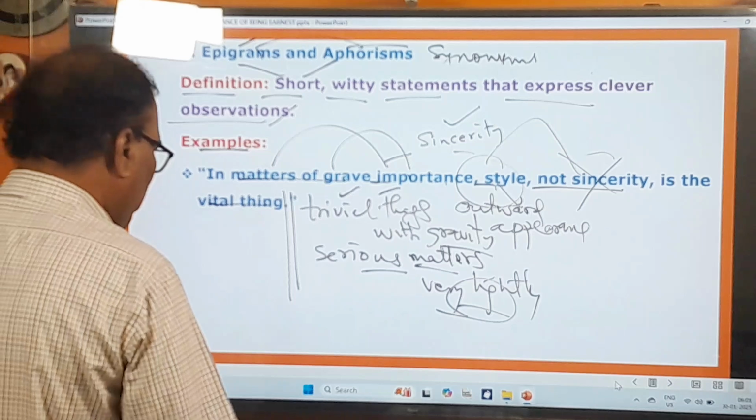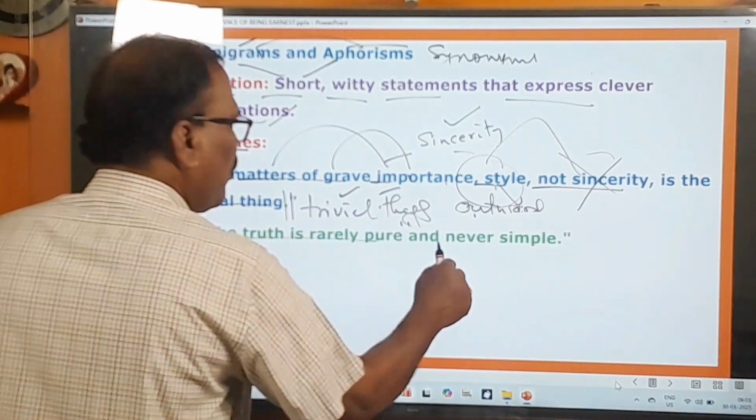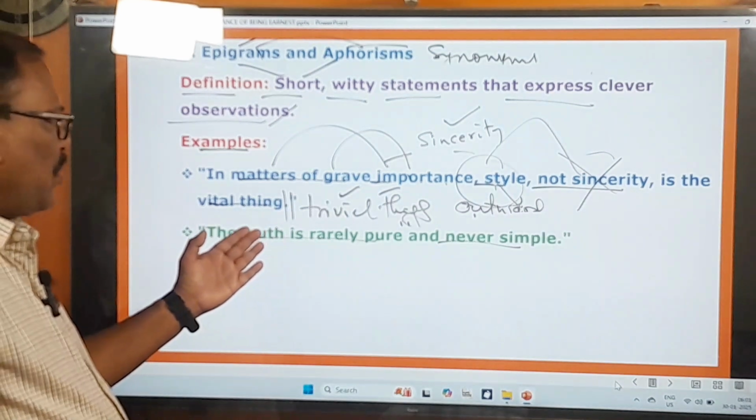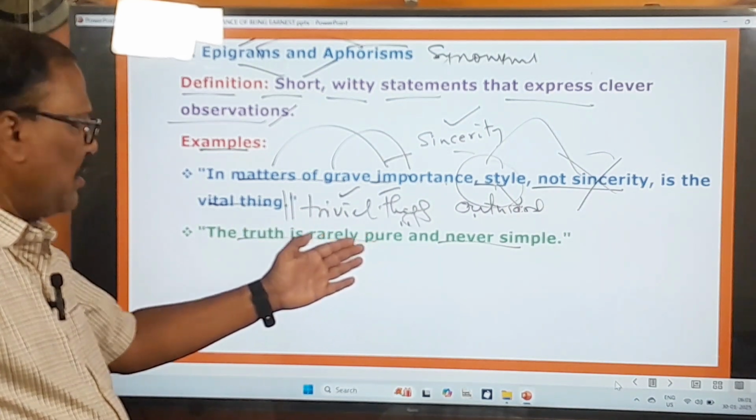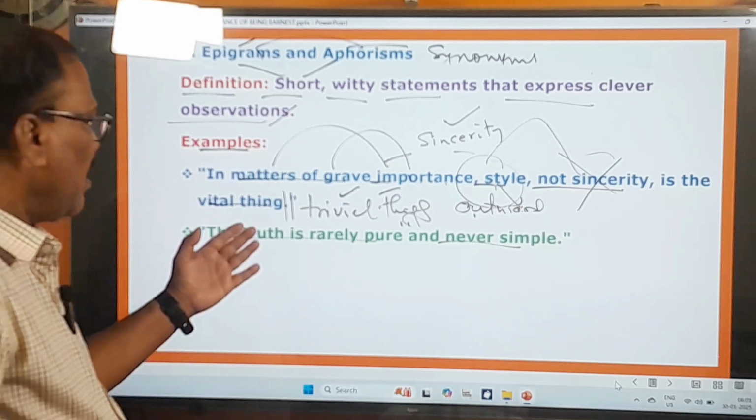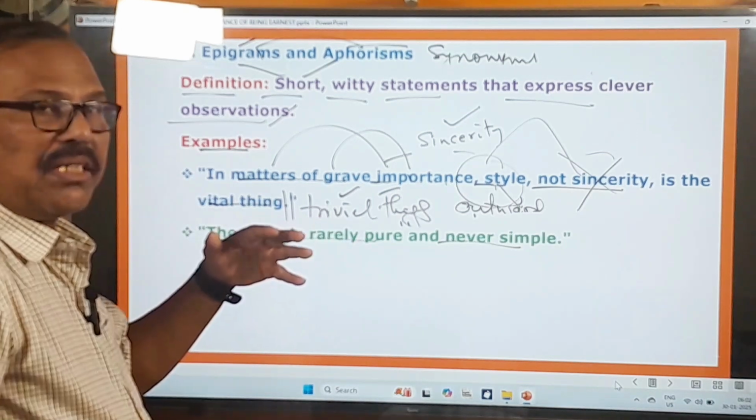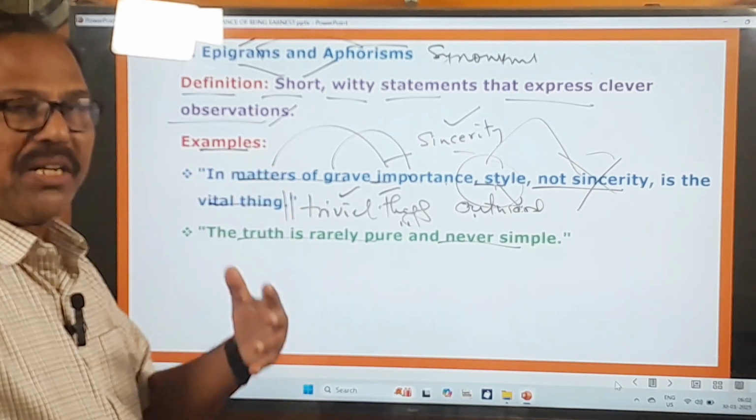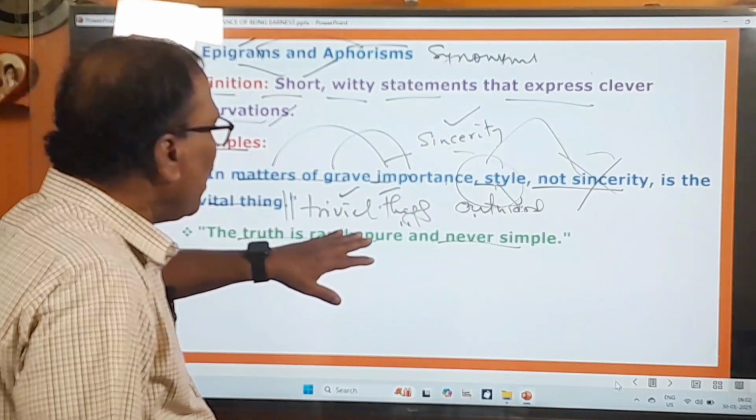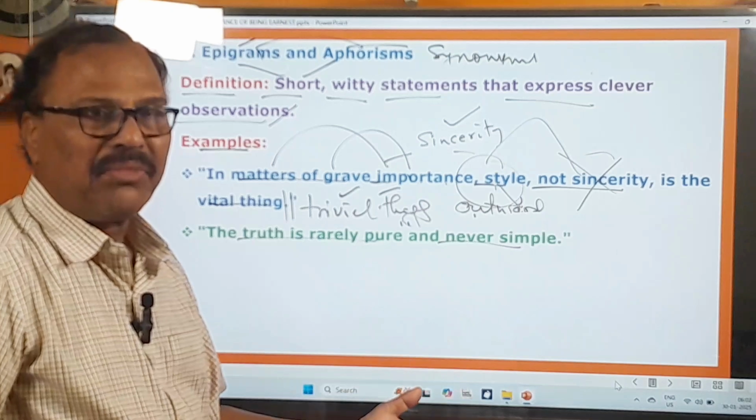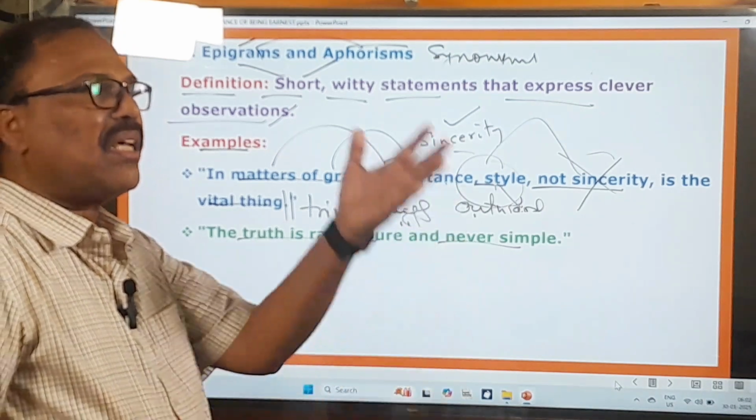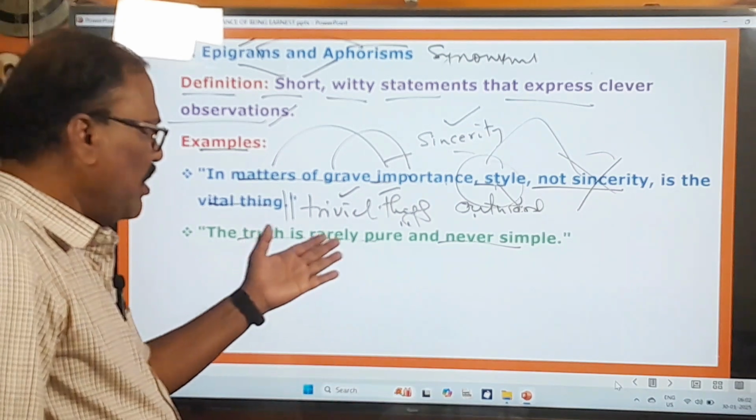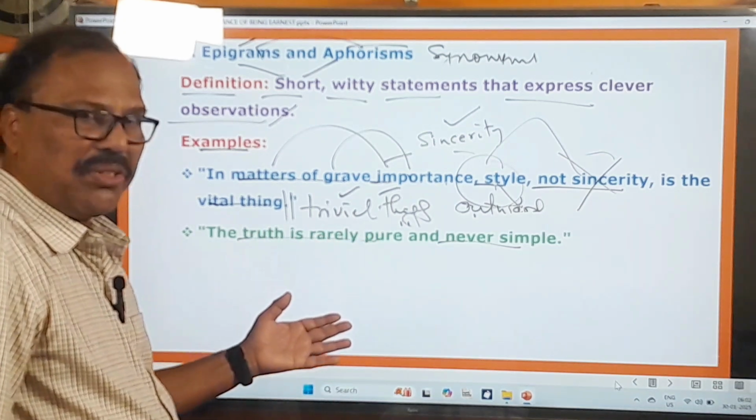And you go to the next important one. The truth is rarely pure and never simple. Just now, I have talked to you about this aphorism. The truth is pure, in fact, but here Algernon says the truth is rarely pure because it is mixed up with so many biases, emotions and partiality. It is not simple nowadays, because it is surrounded by so many complications. I have already given you the meaning of this epigram, so I need not give it to you again and again.